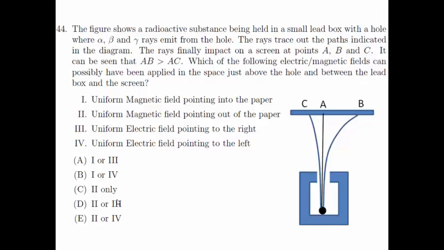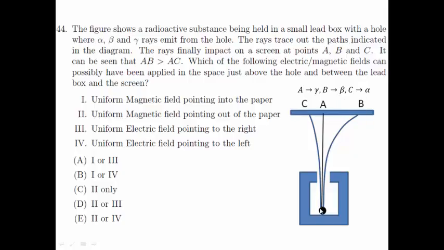So first, we need to identify the identities of A, B, and C. And we know that electric and magnetic fields only affect the motion of charged particles. So as we can see from this diagram, the motion of A is not affected. It goes in a straight line. So A must be gamma ray. So B and C must be either alpha or beta ray.